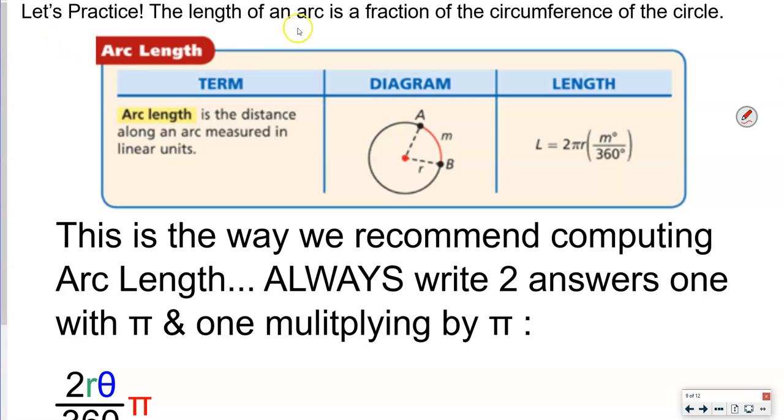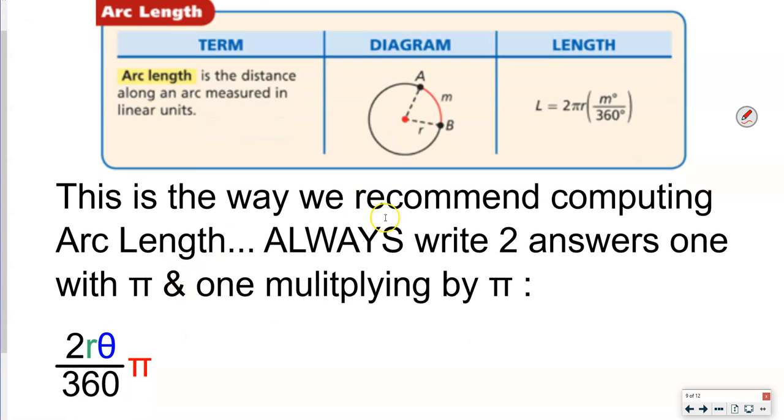All right, so let's practice. The length of an arc is a fraction of the circumference of the circle. So arc length is the distance along an arc measured in linear units. So that is the length of this right here, arc AB. So that's going to be 2 pi r, that's circumference, times the measure of the central angle, that's this right here, or the arc, either one, okay? That could be in degrees. Remember, central angles are equal to arcs. And then that's over 360.